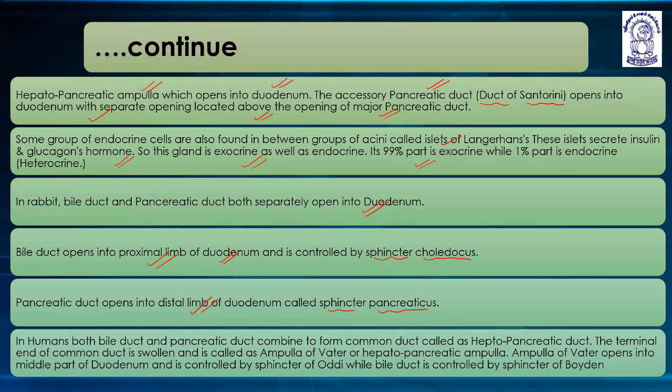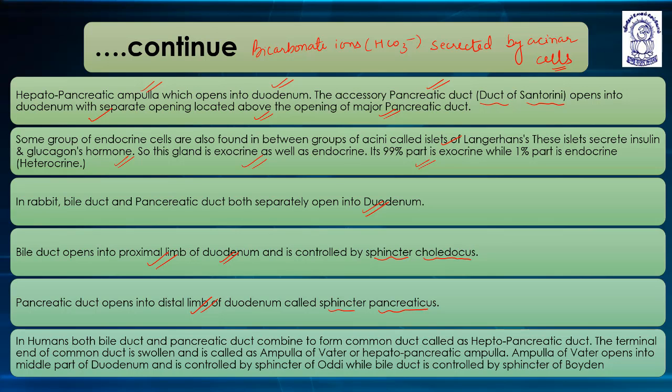So the bicarbonate ions, HCO3 minus, are secreted by acinar cells.